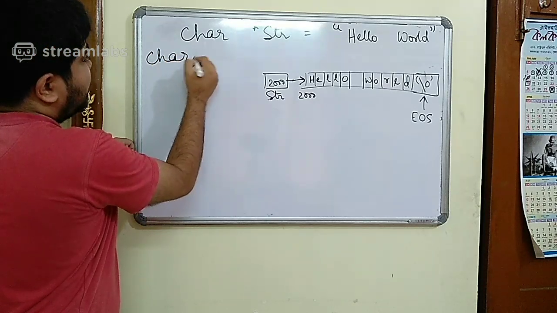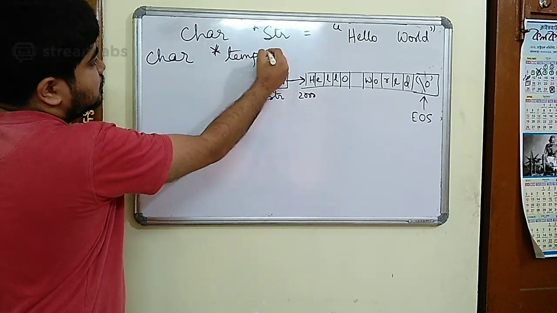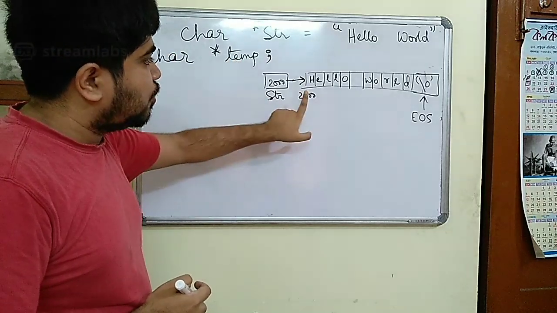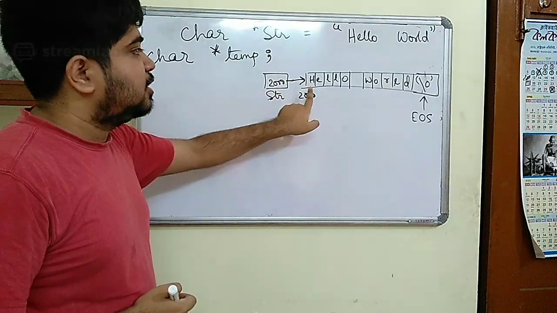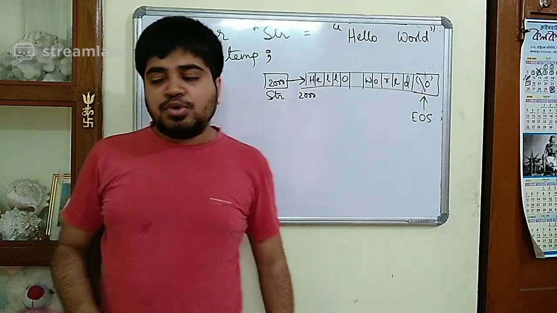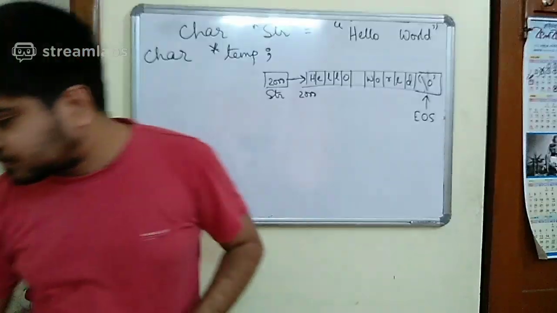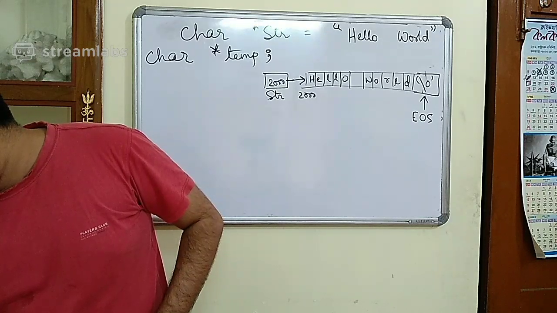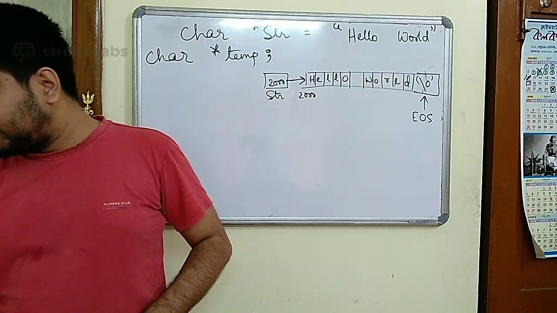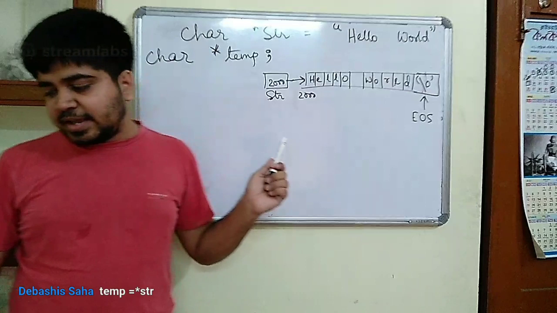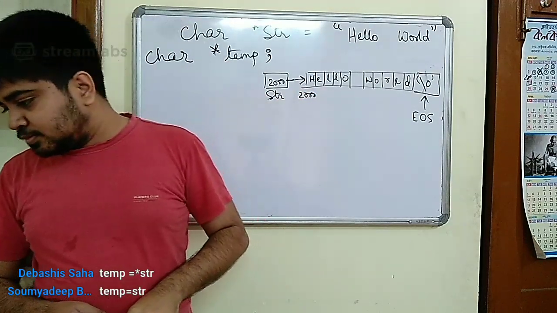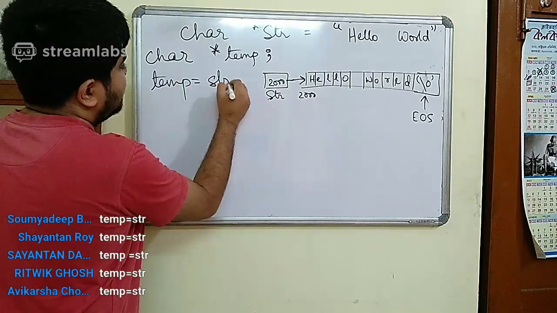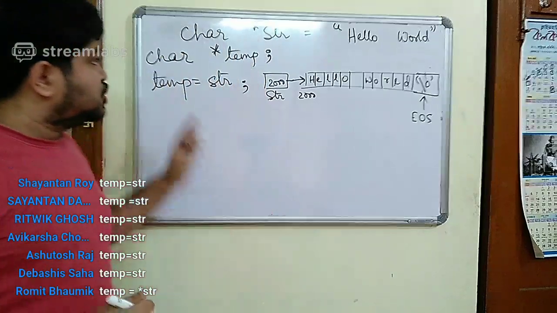So let's take a separate pointer, char star temp. Now you will tell me, how will I make temp point to this very first address? Just type it in your live chat box. How will you make them point to the very first location? Yes, very good. Temp is equal to str. So simply temp is equal to str will do the job, right? So this is how it is being done.